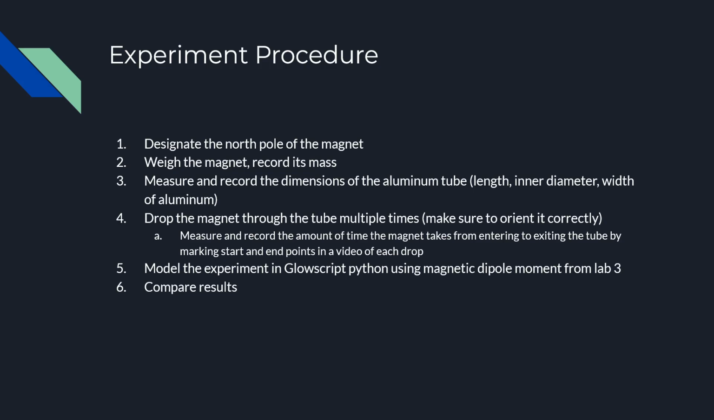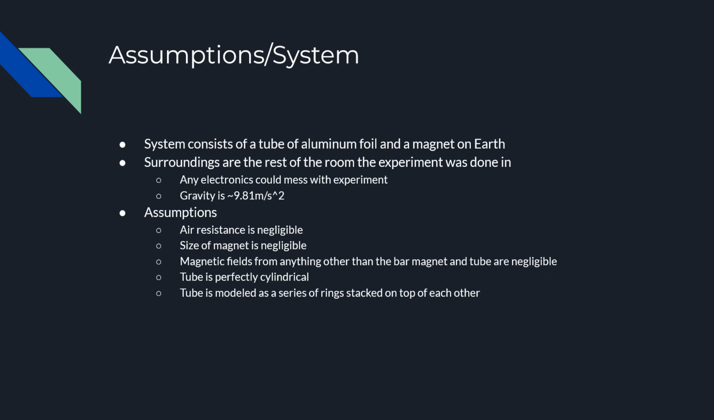We're going to drop the magnet through the tube multiple times and videotape it, and use that video to figure out the time it takes to go from the start of the tube to the end of it. And then we're going to model that experiment in GlowScript Python using the dipole moment that we found from Lab 3, and we're going to compare the results.